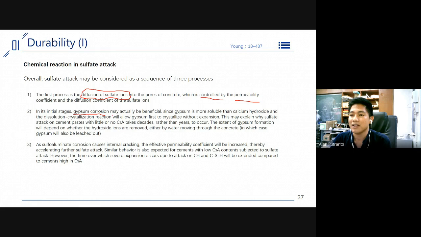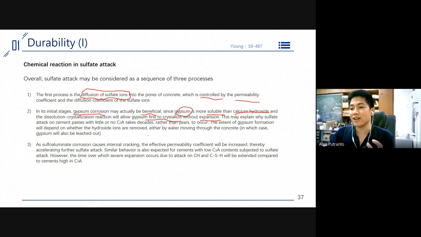That may be beneficial. Why? Since gypsum is more soluble than calcium hydroxide. That will allow gypsum to first crystallize without expansion. And this may explain why sulfate attack on cement phase with little or no C3A takes a decade, so actually takes a longer time rather than a short time to occur.